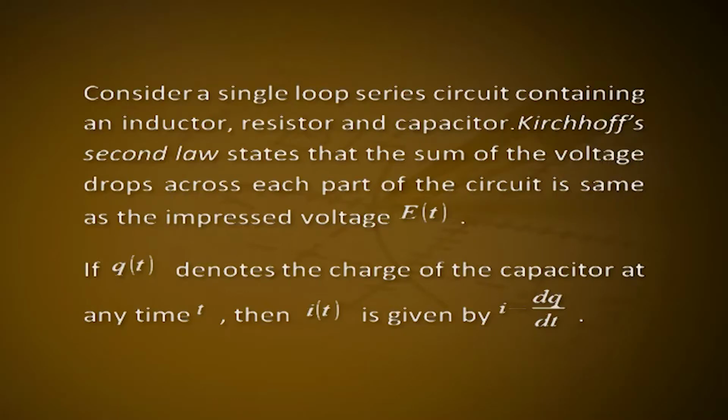Example 5. Consider a single loop series circuit containing an inductor, resistor and capacitor. Kirchhoff's second law states that the sum of the voltage drops across each part of the circuit is same as the impressed voltage E of t. If Q of t denotes the charge of the capacitor at any time t, then I of t is given by I is equal to dQ divided by dt.